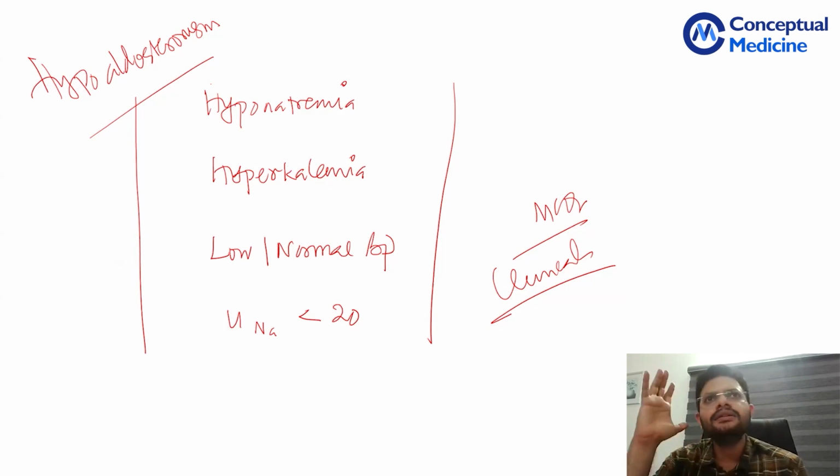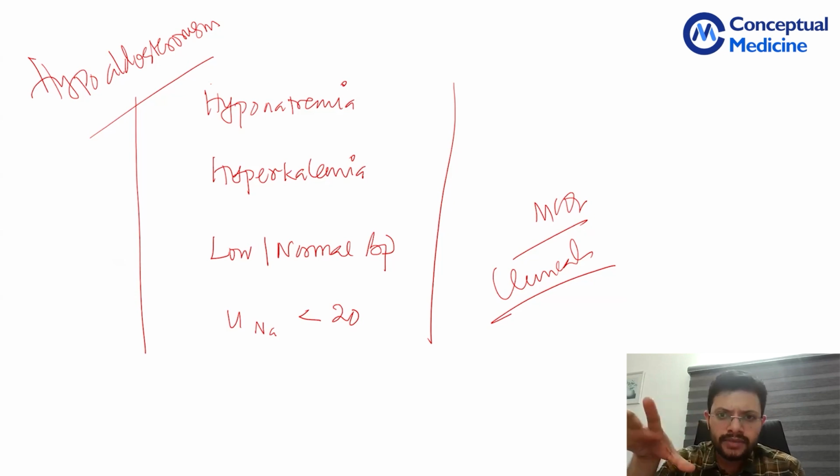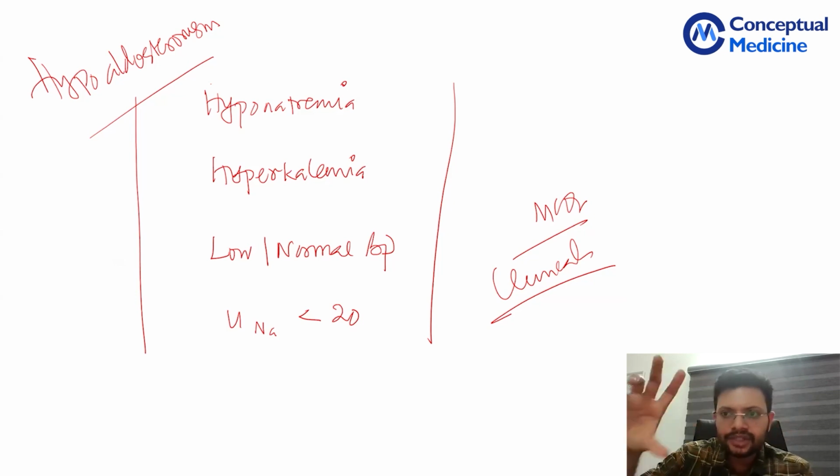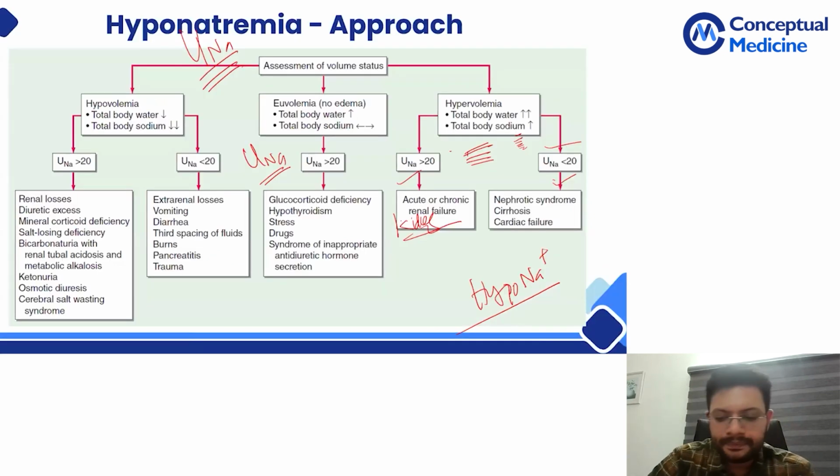So remember this concept: hyponatremia, hyperkalemia, which is the function of aldosterone, low normal BP, urine sodium is low. All this has to point towards a diagnosis of adrenal insufficiency, right? Very much highlighted in the text paragraph of Harrison as well. So that is about your hypovolemic hyponatremia.